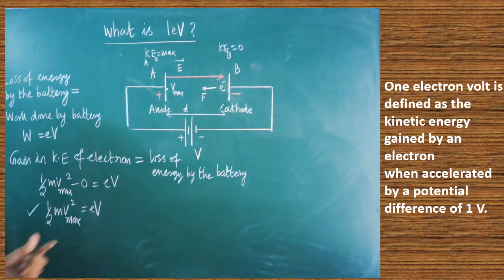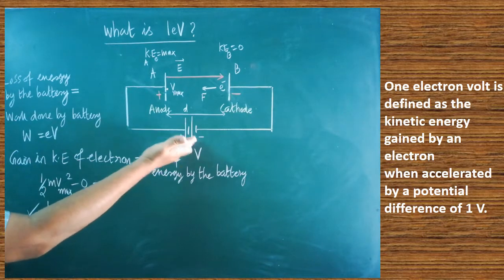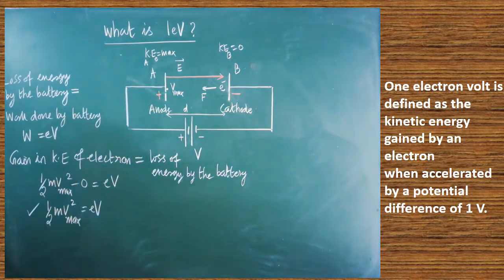Throughout the lesson, you can see this equation. The energy lost by the battery is converted into the kinetic energy of the electron. So it is very important. Are you clear?